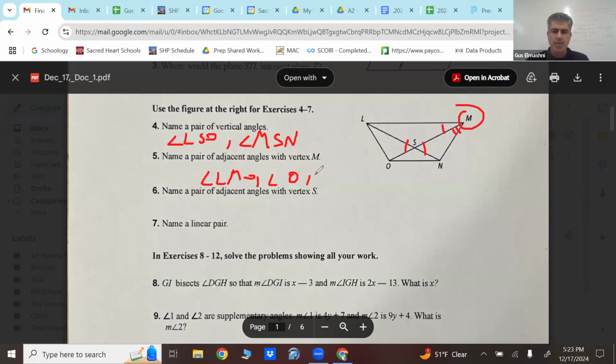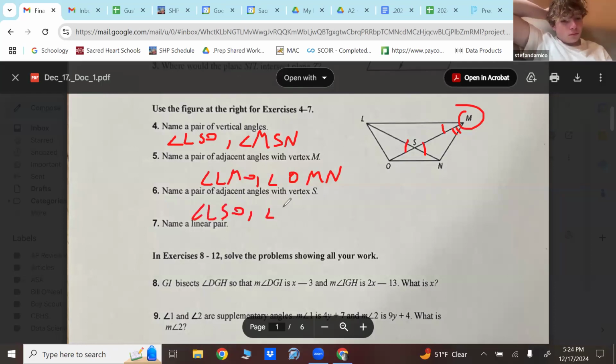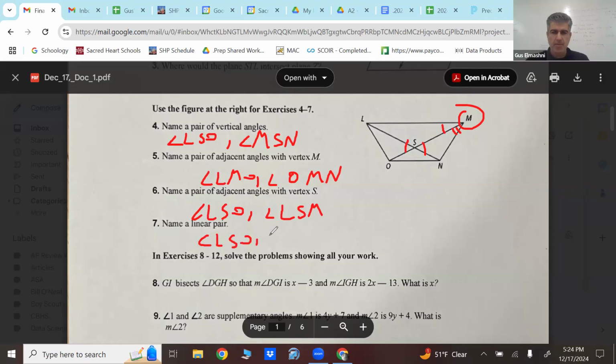You can say angle LSO and angle LSM. A linear pair just forms a 90-degree angle, which you could probably use the same one again, LSO and LSM.